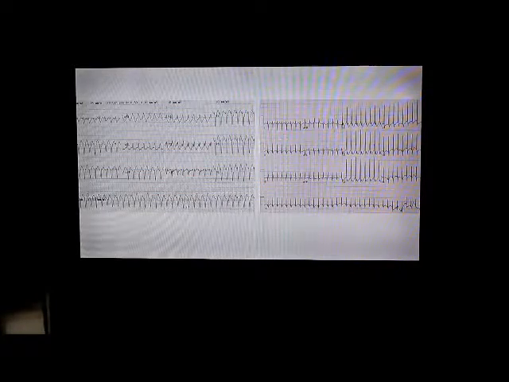So whenever you see an ECG that's fast and abnormal, the first thing you want to know is whether it's a narrow complex tachycardia or a wide complex tachycardia. And then you can go from there. So here on the left hand you have a wide complex, and on the right hand you have a narrow complex. So let's start with narrow complex tachycardia.